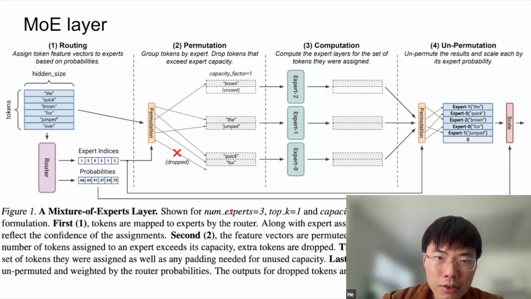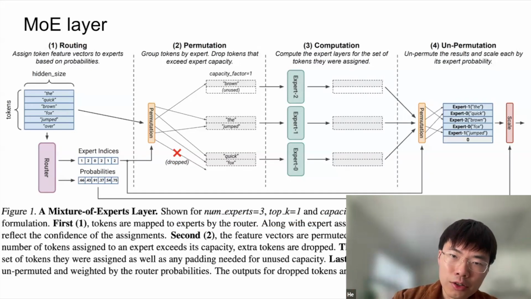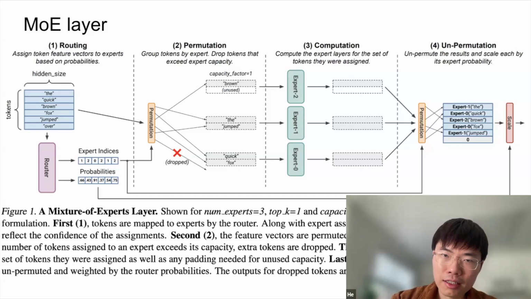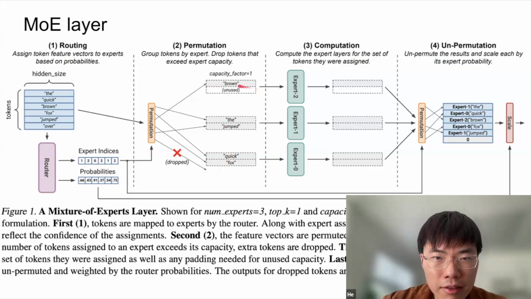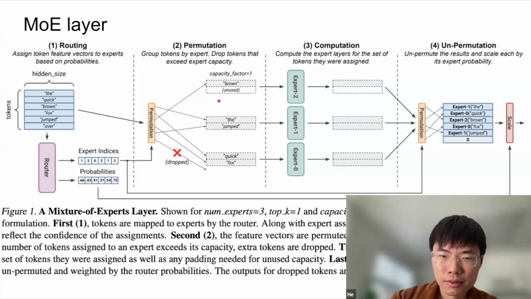Something to notice here is the dropping. If you have a capacity factor, which is to limit how many tokens each expert can be assigned at maximum, you will selectively drop some of the additional tokens. And some experts may get assigned less. You would pad the unused slots.